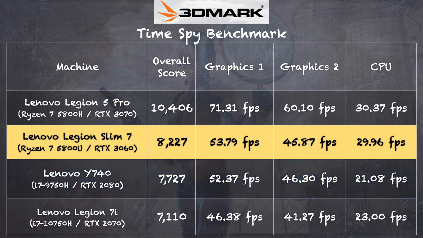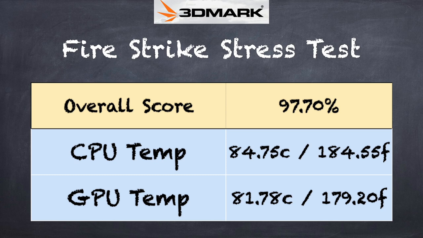You can also see how well that AMD Ryzen processor is performing against a 10th generation Intel chip that we have on the Legion 7i that we looked at a few months back. So the performance level here is great for the form factor, and we were very pleased with its overall gaming performance. And on the 3D Mark stress test, we got a passing grade of 97.7%.